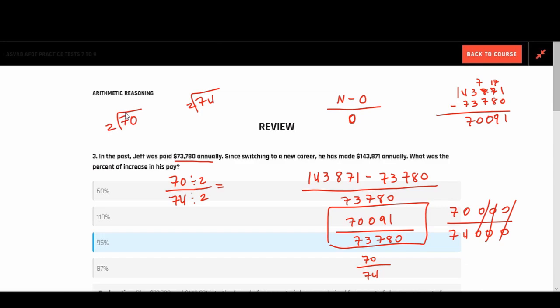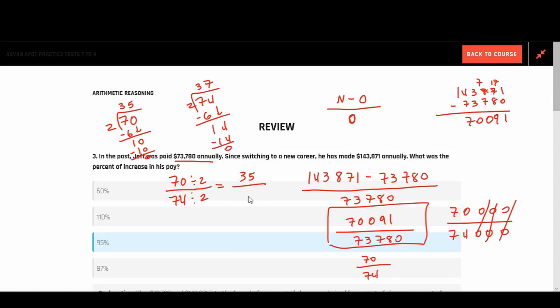2 goes into 7 3 times without going over. 2 times 3 is 6. Subtract. Drop down this 0. 2 goes into 10 5 times. 2 times 5 is 10. So there's no remainder. So I know 70 divided by 2 is 35. 74 divided by 2. 2 goes into 7 3 times without going over. 2 times 3 is 6. 7 minus 6 is 1. Drop down this 4. 2 goes into 14 7 times without going over. 2 times 7 is 14, so there's no remainder.